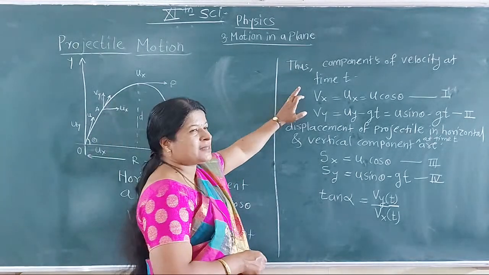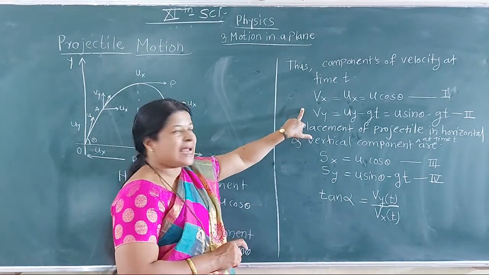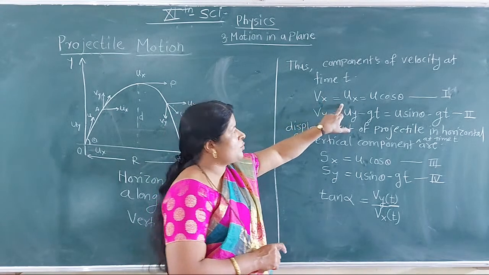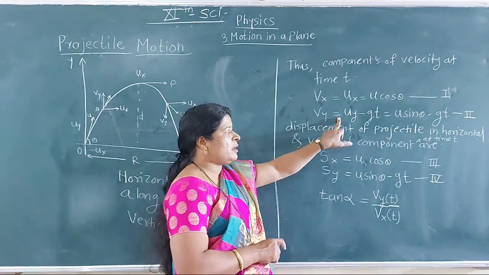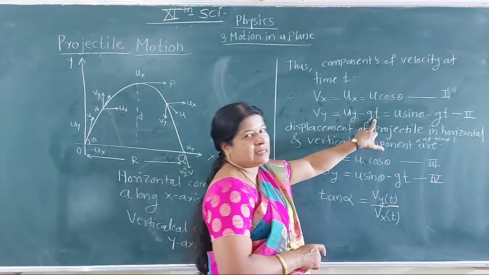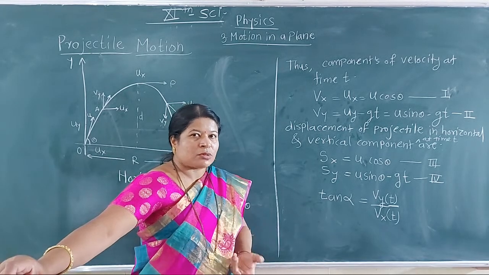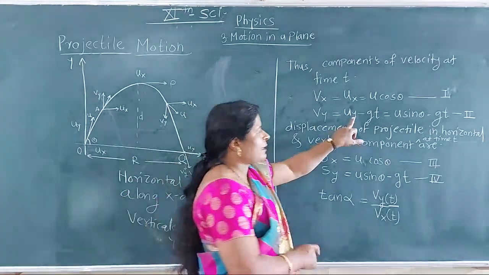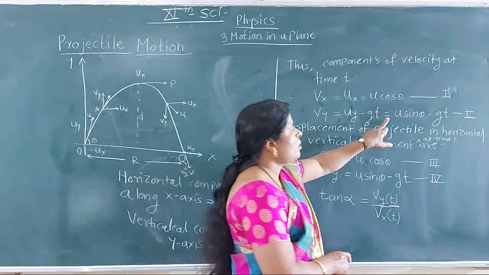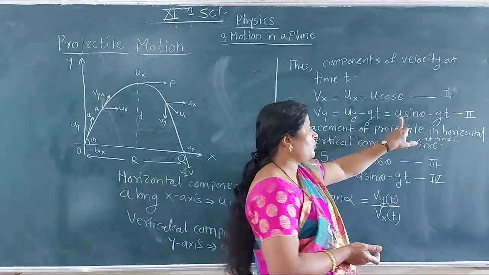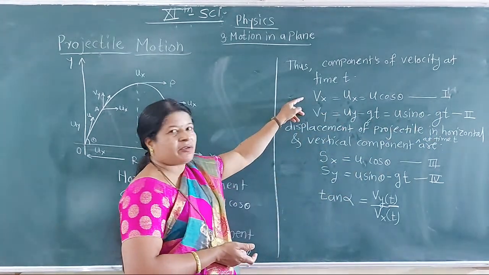The components of velocity at a time t: phi x is equal to ux is equal to u cos theta and phi y is equal to uy minus gt, because the projectile falls down against the gravitational force, gravitational acceleration. Therefore we can take it as uy minus gt. G means gravitational acceleration. So u sin theta along the y axis we write as u sin theta minus gt. This is the initial equation of the projectile.